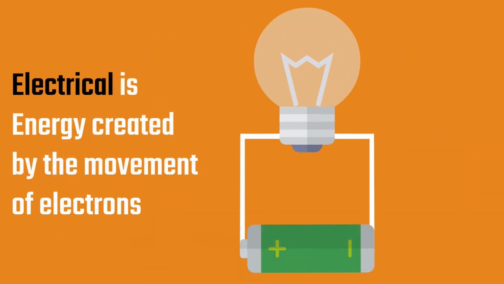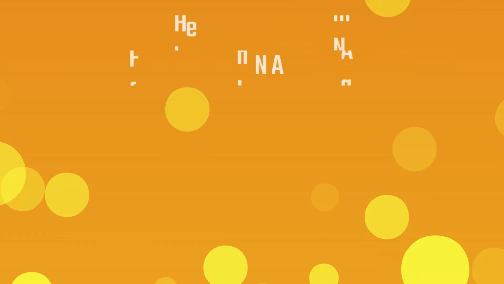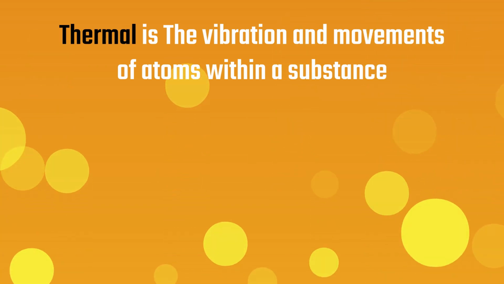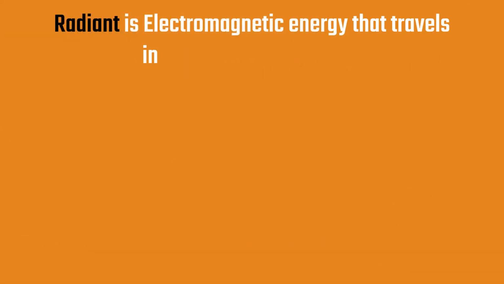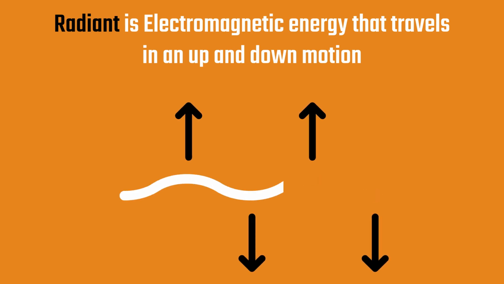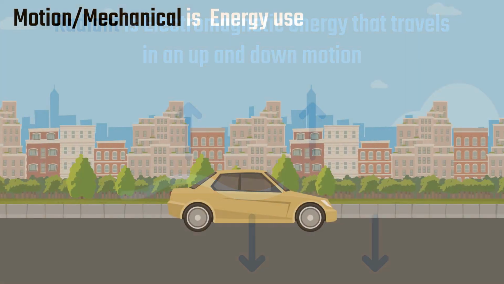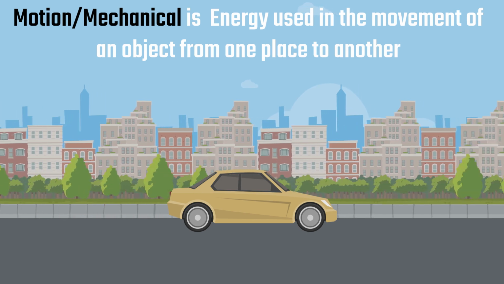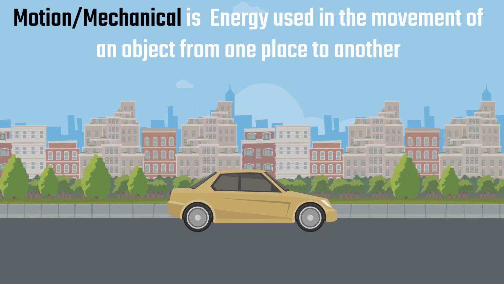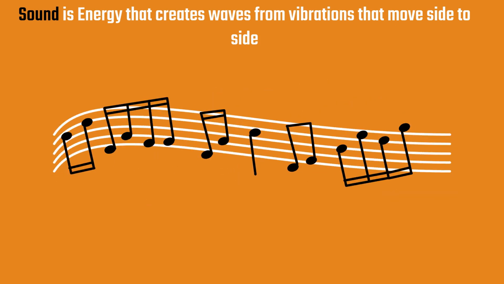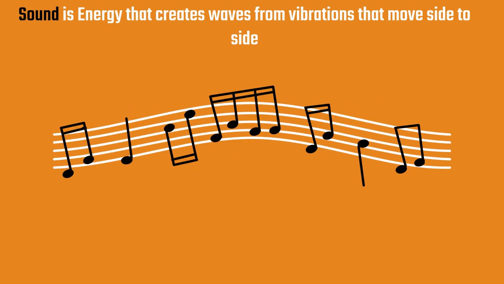Electrical equals energy created by the movement of electrons. Thermal, the vibration and movements of atoms within a substance. Radiant equals electromagnetic energy that travels in an up and down motion. Motion, mechanical energy, equals energy used in the movement of an object from one place to another. Sound equals energy that creates waves from vibrations that move side to side.